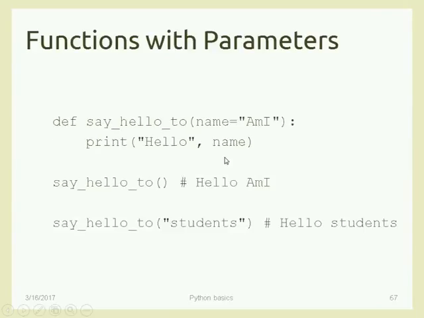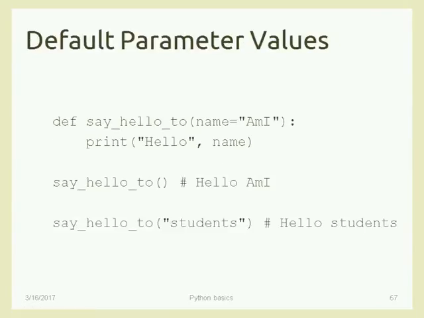You can also have default parameter values. So this is the same function as before. The difference is that this parameter name is equal to something. Here we have two use cases. The second one is identical to before. We pass a parameter, students, that will be put in this name variable and printed here: hello student.